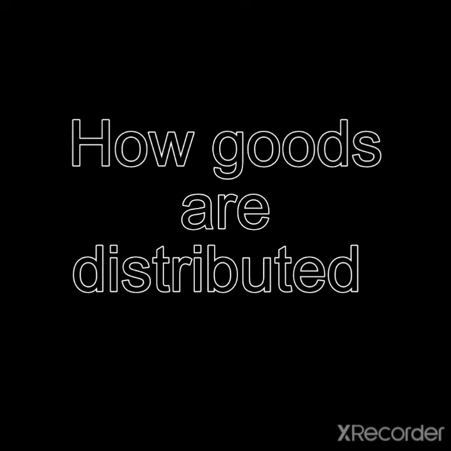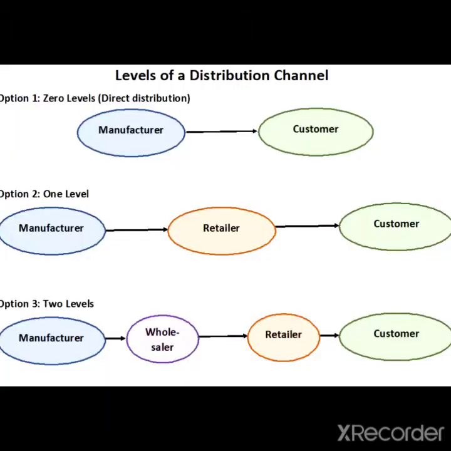Now, there are three levels of distribution. The first level is the zero level, which is a direct distribution. It has to do with the manufacturer straight down to the consumer, that is, to the customers. The second level is the one level distribution, which is from the manufacturer to the retailer and then to the customers. The third level is the two levels distribution, which is from the manufacturer to the wholesaler to the retailer and then to the customer.